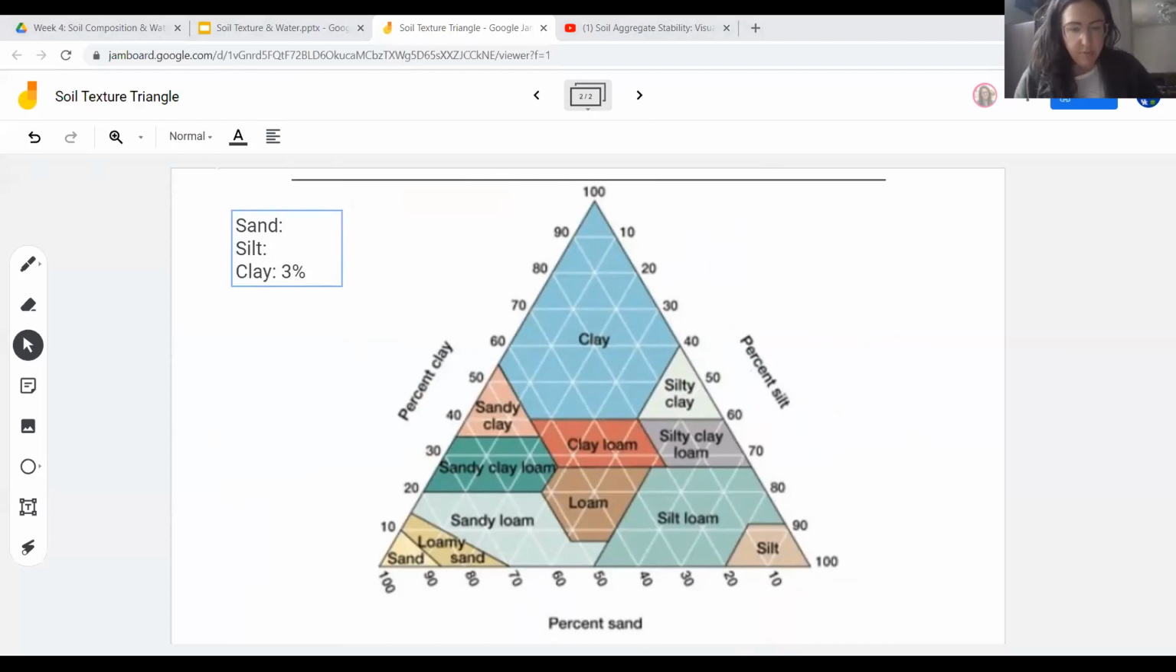So our sand percentage is 63. Our silt percentage is 34. And our clay percentage is 3.